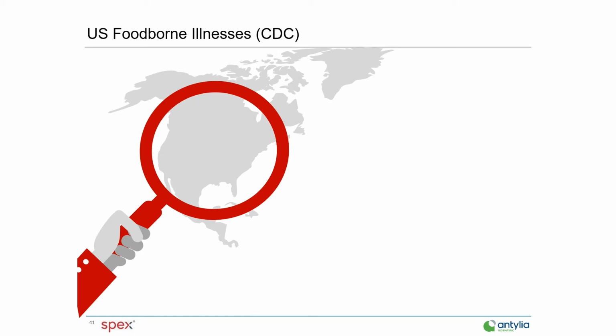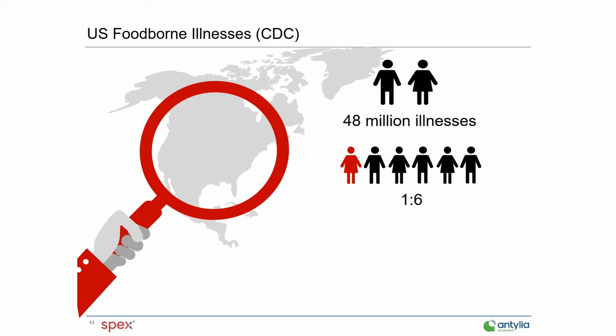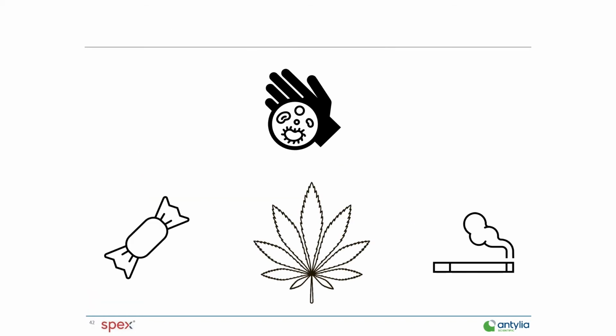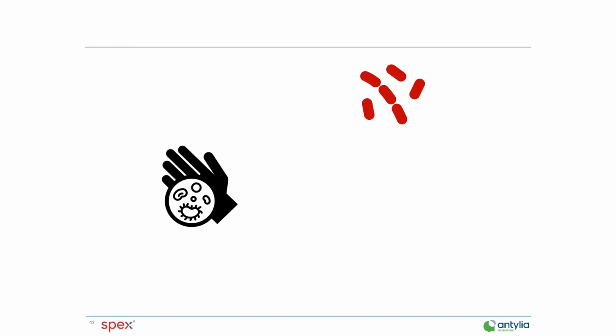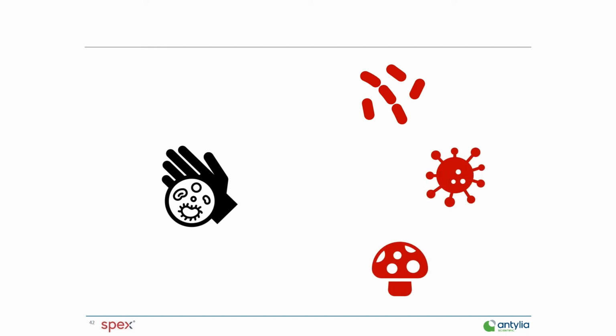In the United States, there are 48 million illnesses a year due to foodborne illness, according to the CDC. That means 1 in every 6 people suffer some form of a foodborne illness. And that equates to 3,000 deaths a year due to foodborne illness. So what are the targets when we're looking for our microbiological pathogens? Mostly we're talking about bacteria, viruses, and fungus. And of course, there are also other organisms, but these are the three primary ones that cause a lot of illness.